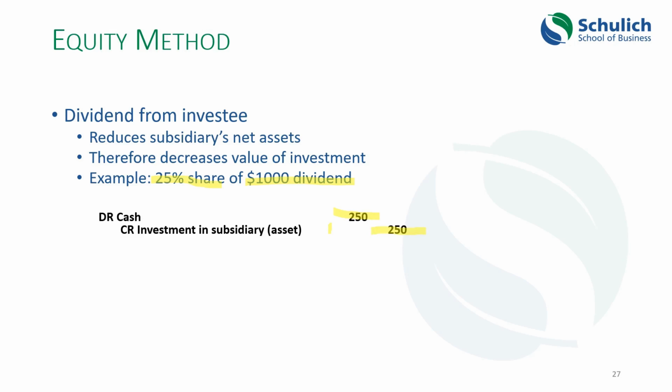So if you look at the asset side of the balance sheet of the investing company, the investor company, it will show a certain amount of cash and it'll have a value for the investment in this other company. If that other company declares a dividend, the cash of the owning company goes up and the investment asset goes down, and there's no impact on the income statement.